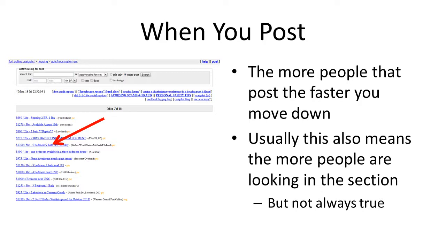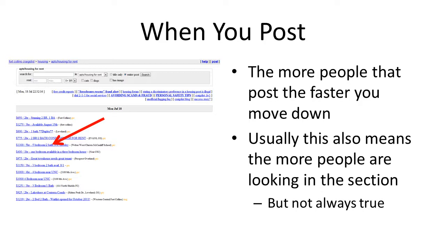But it also tends to mean that the more people that are looking at it, although it's not always true, but tends to be. When you have a lot of people posting in a particular category, it tends to mean that it's a pretty popular category and that people will be looking there pretty often. So like the real estate for sale section tends to move pretty quickly, especially in bigger cities like Denver. Not so much in Fort Collins. I mean, it does move pretty quickly, but not nearly as fast as Denver or something like that, where they have maybe 100 properties being posted a day.